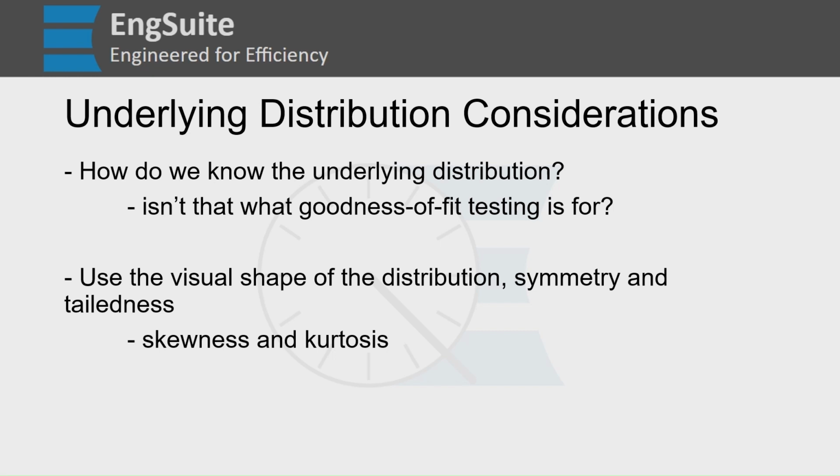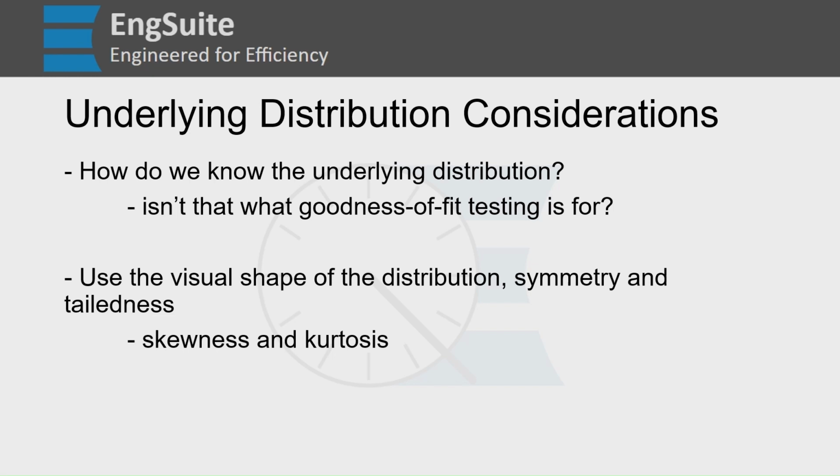But how do we know the underlying distribution of our data? Isn't that what goodness of fit testing is for, such as normality testing? And that is absolutely the case. In real empirical data, there really isn't an underlying distribution, but we can use the visual shape of the distribution. We can use symmetry and tailedness to identify and distinguish between two different categories.